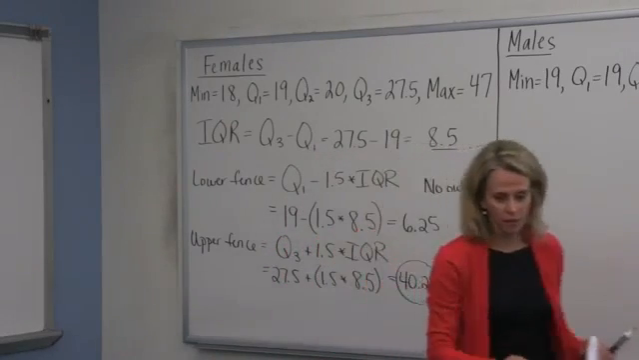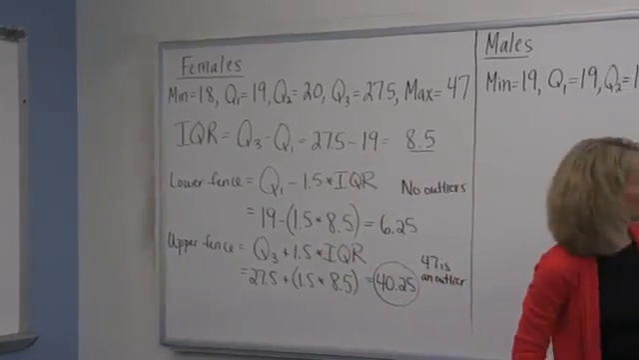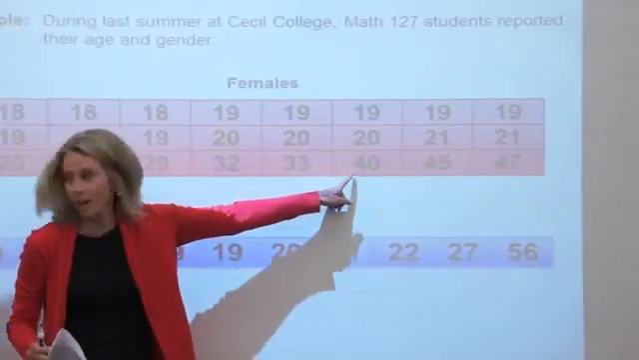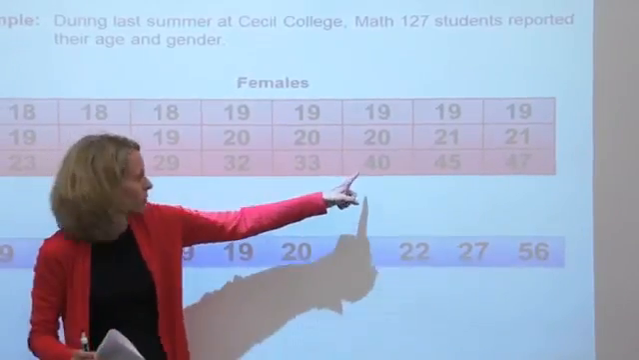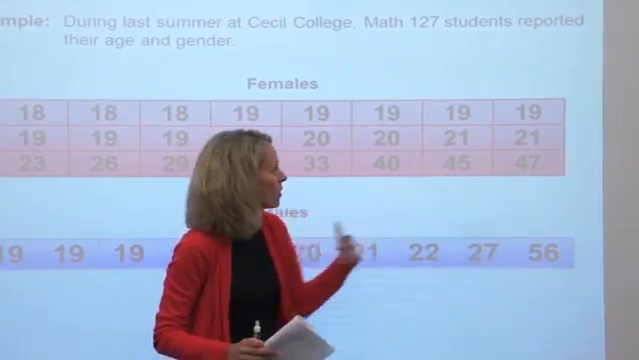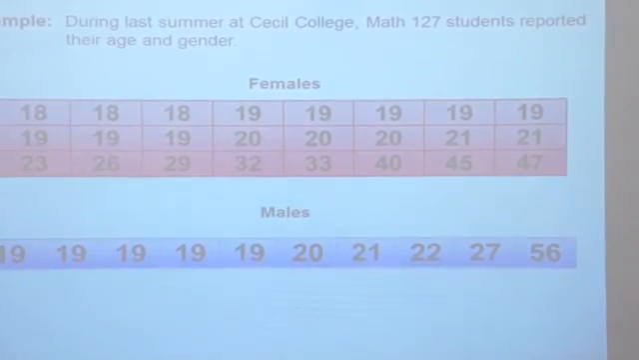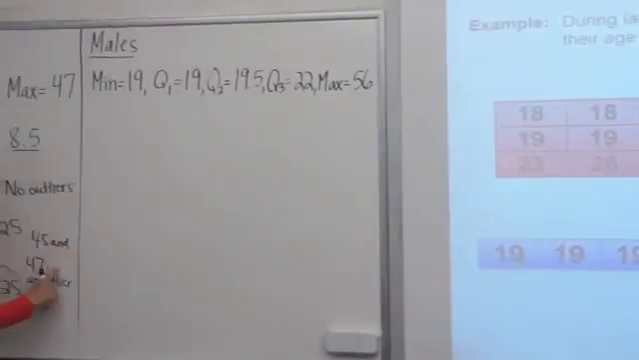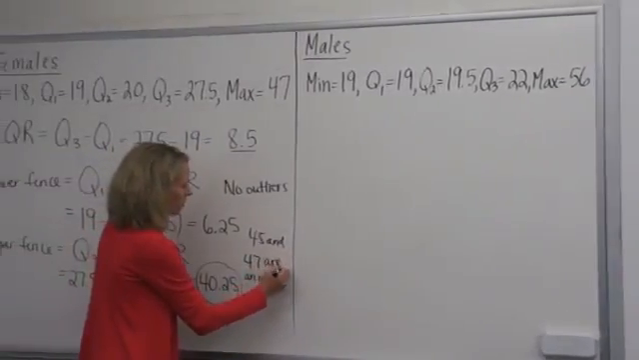And let's check. There was a 40-year-old. They're not an outlier, they're younger than 40.25. But the 45-year-old is another outlier. So the female data set has two outliers: 45 and 47 are outliers.